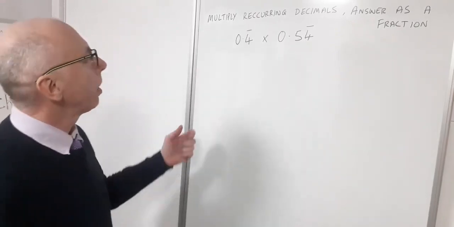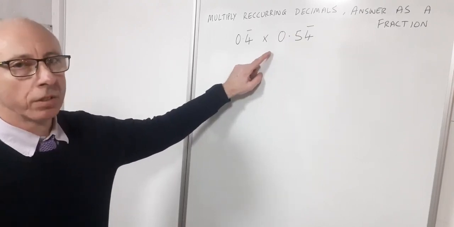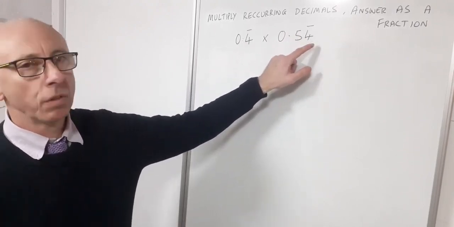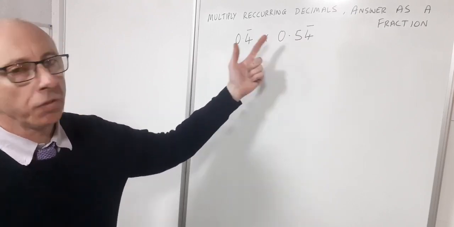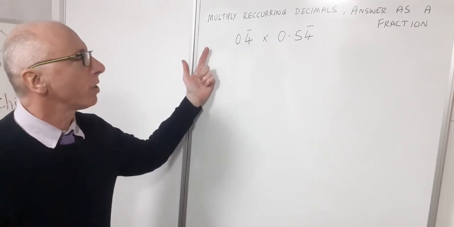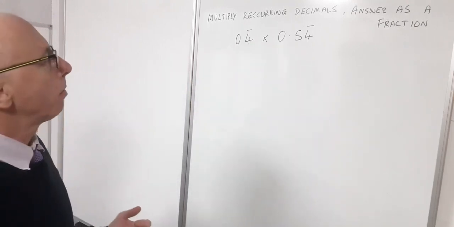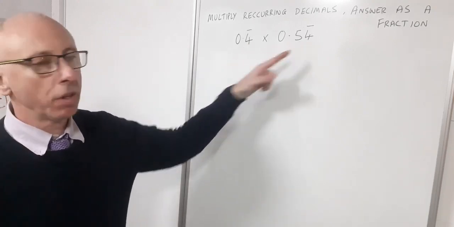So in this video we're going to try and multiply two recurring decimals together and give our answer as a fraction. So I've got 0.4 recurring times 0.54 recurring. Now even though these are recurring, we can't just do 54 times 4, which is 216, and give us that as some kind of an answer.